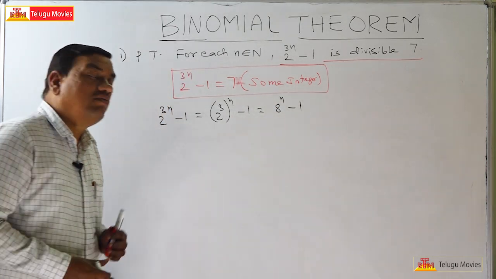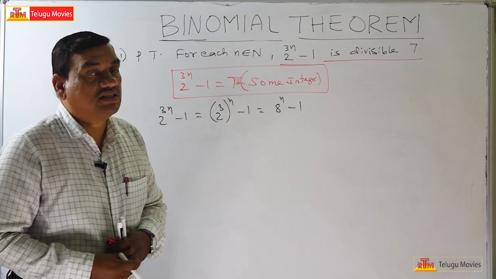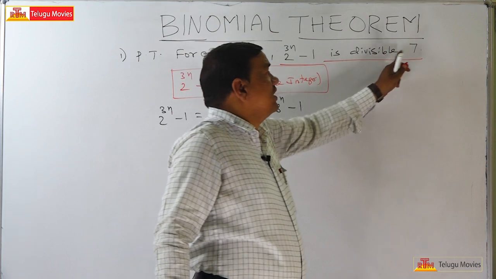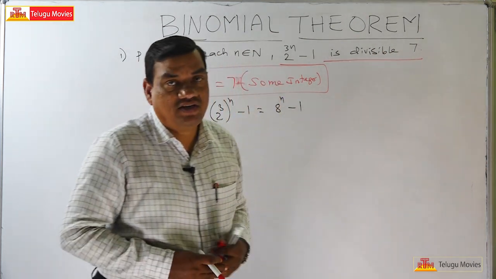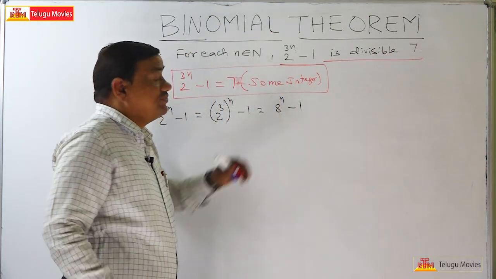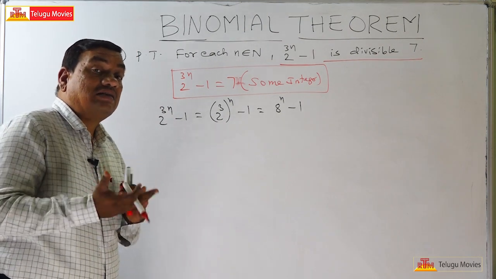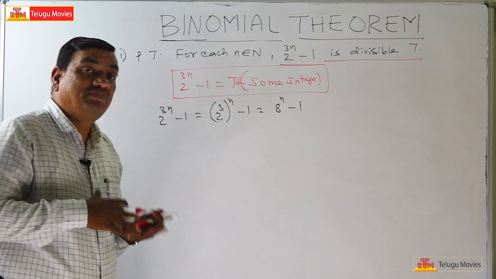Here only our mathematical skill will come out. Here we have to prove that it is divisible by 7. That's why 8 is there. You express this as something plus 7 or something minus 7.